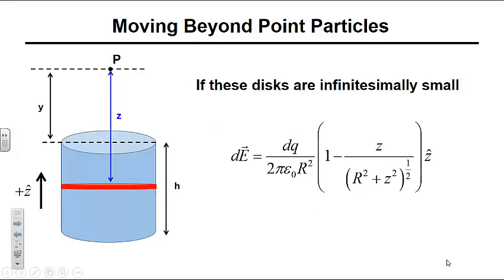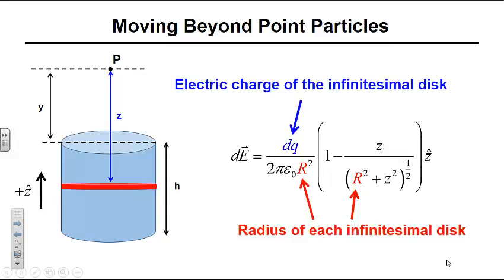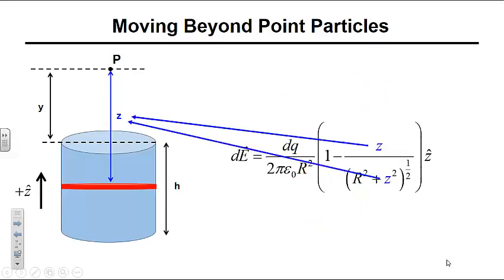In the limit that these disks are infinitesimally thin, we can express their contributions to the electric field of the cylinder using the following equation. In this equation, dq is the electric charge of each infinitesimal disk, and capital R is the radius of each disk. The variable z is the distance from the center of each disk to the position where the electric field is measured.